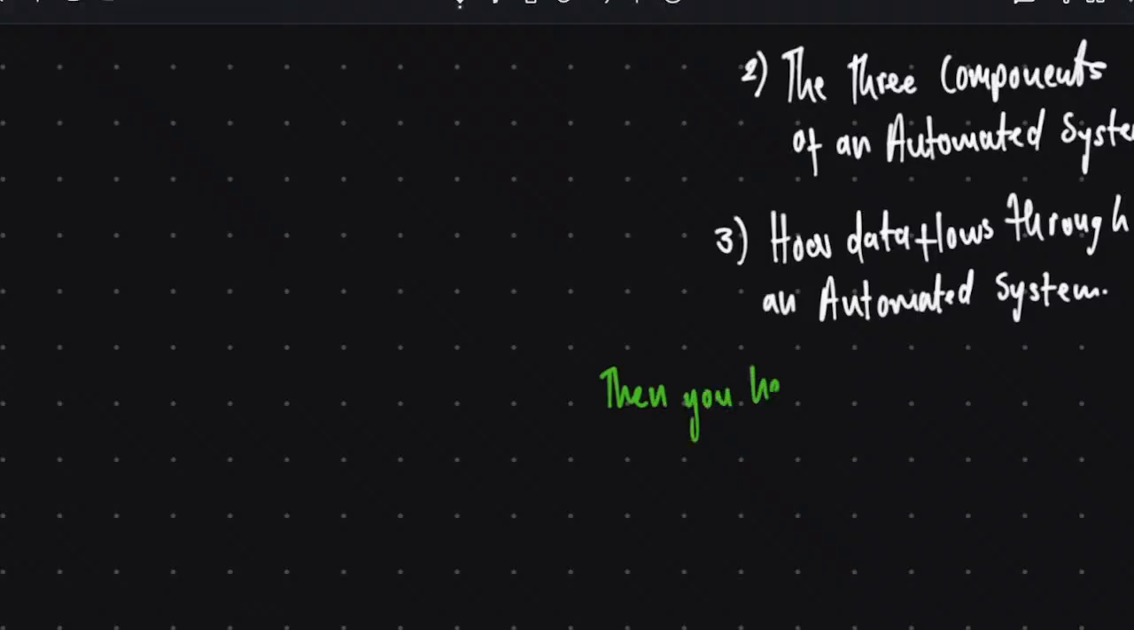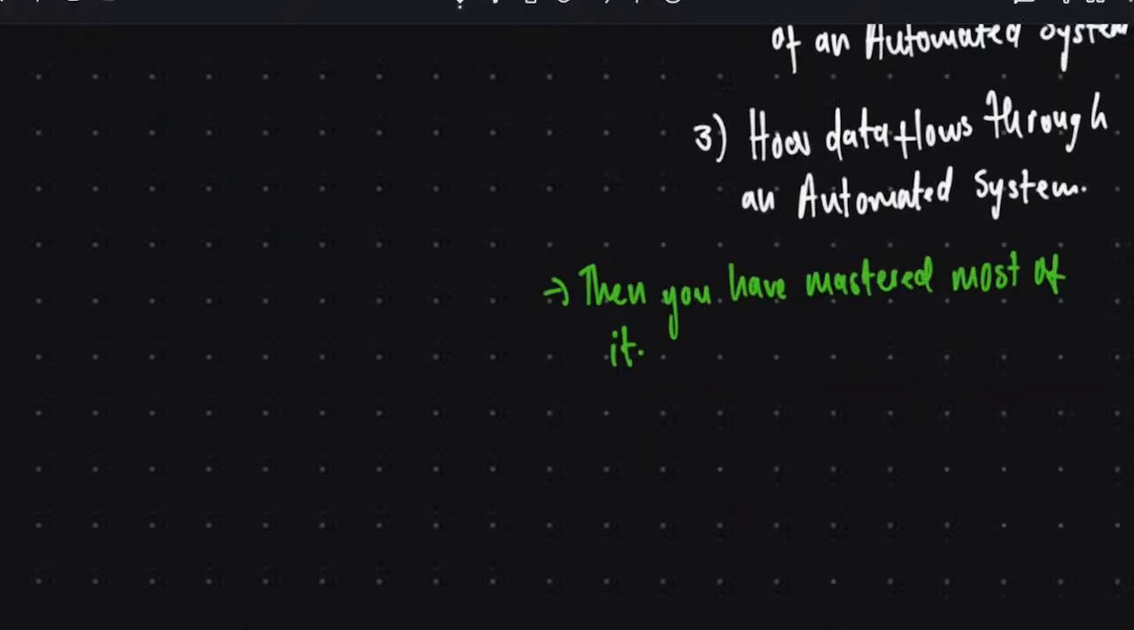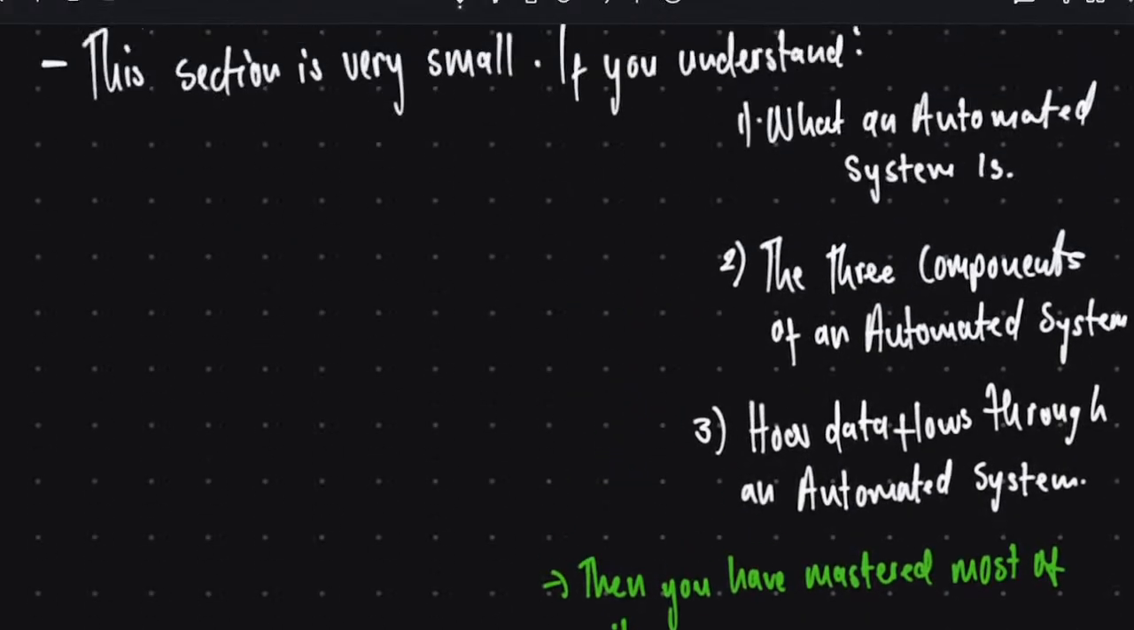Then you have mastered. Try to write as fast as me, Alex. Come on. You write in a beautiful way, so I know you can write fast. Then you have mastered most of the chapter. Let's go. Are you writing? Are you focusing? Yes. Are you logged in? Yep. Good.